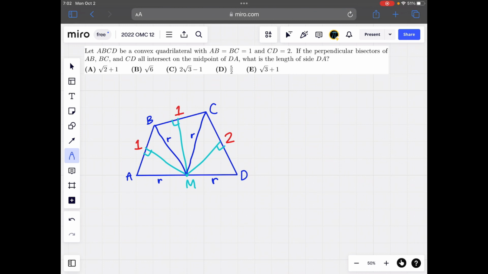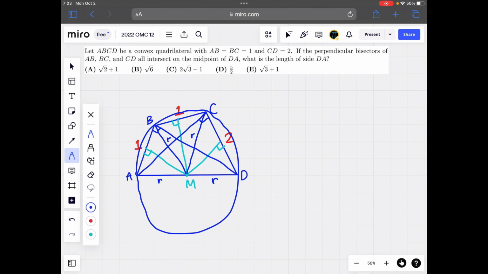So now we know that R is the radius of a circle centered at M that passes through A, B, C, and D. In fact, quadrilateral ABCD is cyclic with diameter AD. Let's draw in that circle. We can use Ptolemy's theorem on quadrilateral ABCD. It says that the sum of the products of opposite sides is equal to the product of the diagonals. And since AD is the diameter, both angles ABD and ACD are right angles, so we can get the lengths of AC and BD using the Pythagorean theorem.